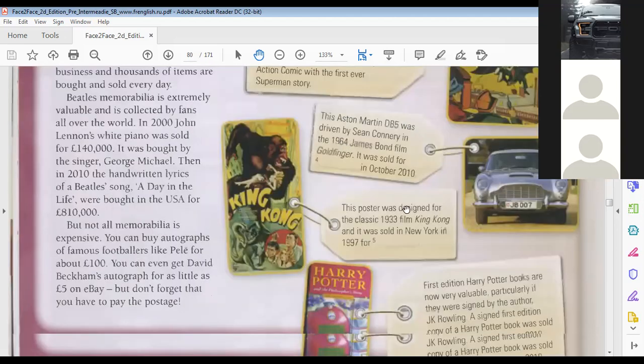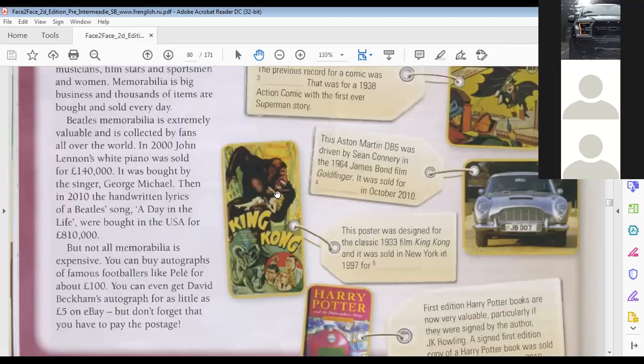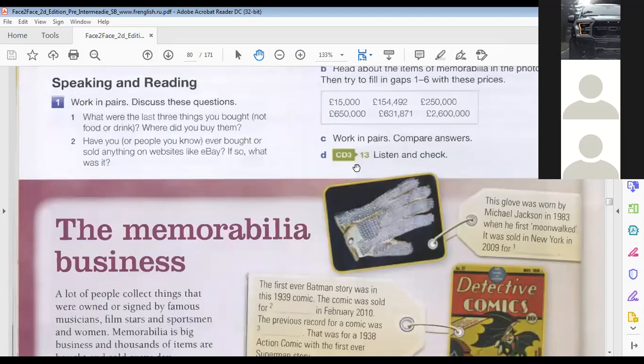Okay. And what about the poster for King Kong? So this poster was for the movie King Kong. How much do you think it was sold? The poster. Do you think it's 15, 250,000, 650,000? 15, you think, Samiha? Yes.